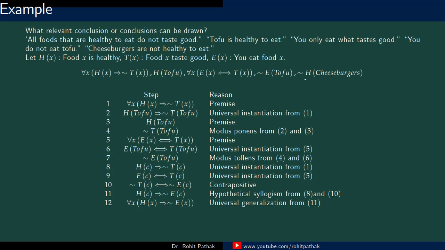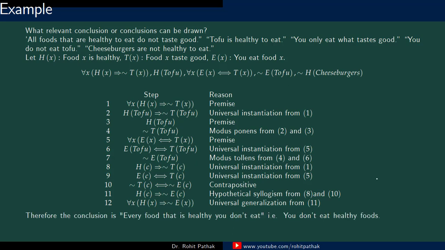And look at the last premise, negation H cheeseburger. This does not give any conclusion because it says that cheeseburgers are not healthy to eat. It doesn't mean cheeseburgers do not taste good. We cannot conclude that if cheeseburger is not healthy to eat, then cheeseburger does not taste good. So this will not give any conclusion.